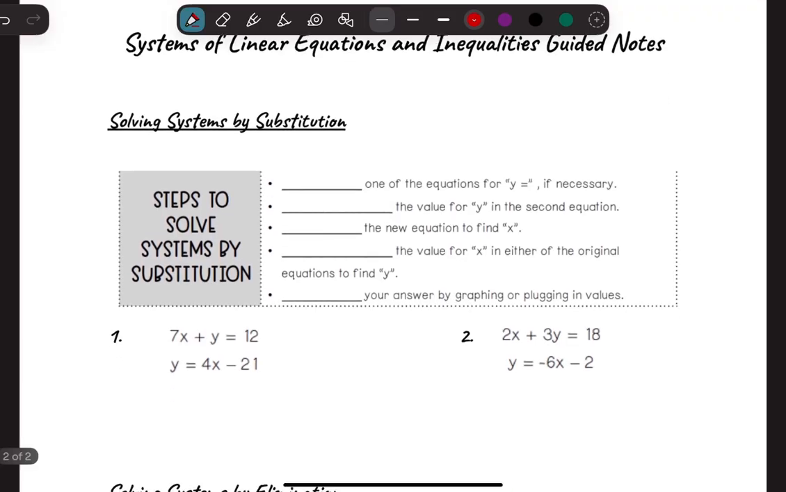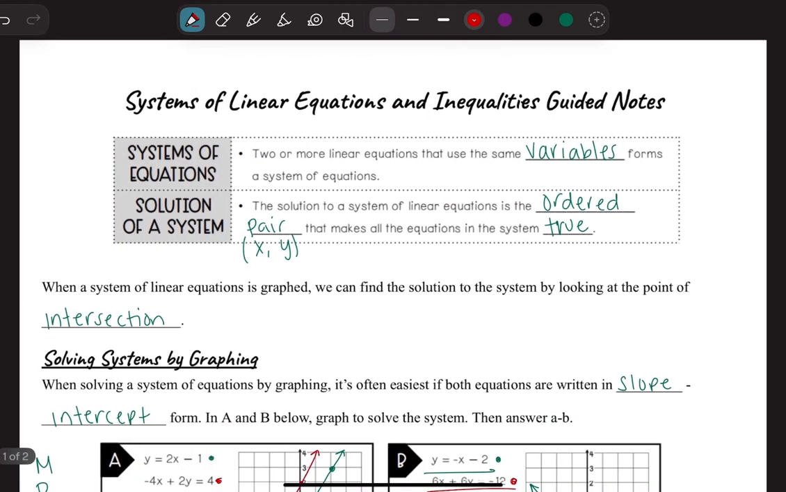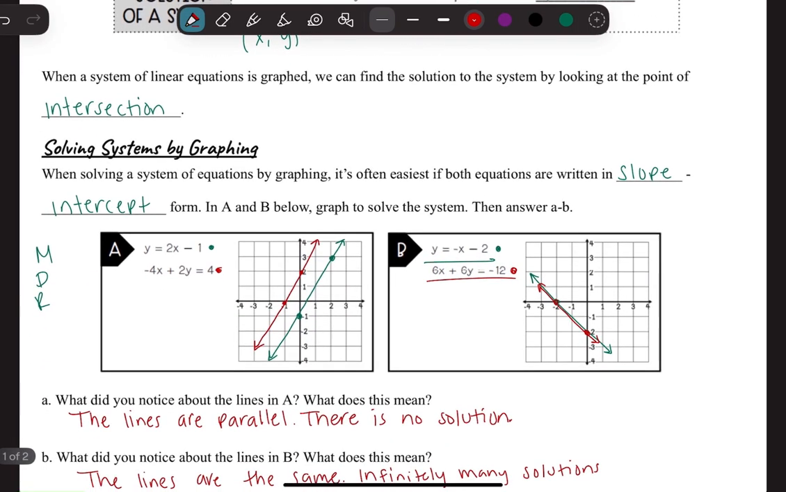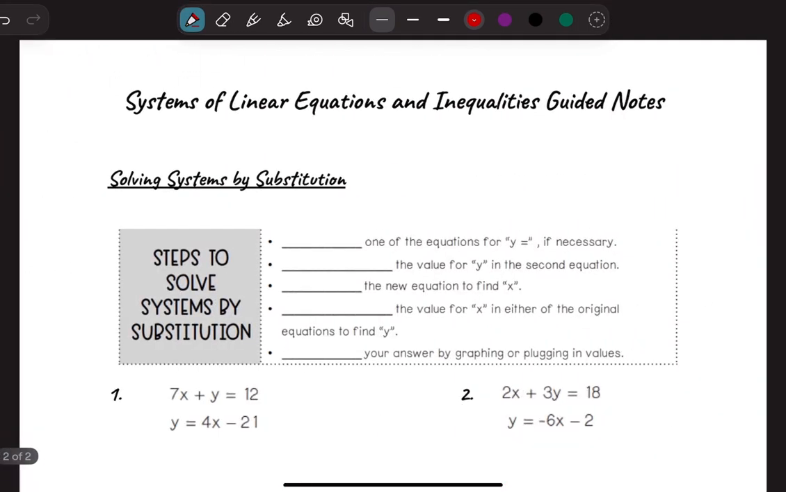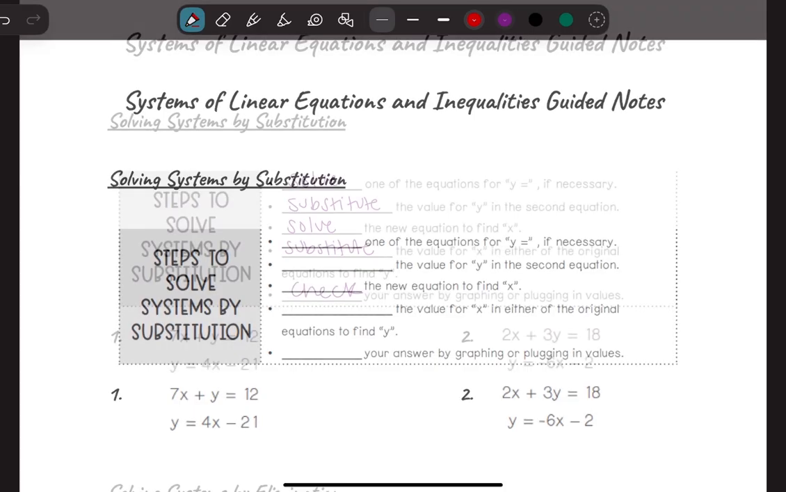We have multiple ways of solving systems of equations and inequalities. Our first way that we just talked about is by graphing. Now the second way is by substitution. So when you substitute, you're just going to be taking one of the variables and plugging it into the other equation. So the steps for solving by substitution.